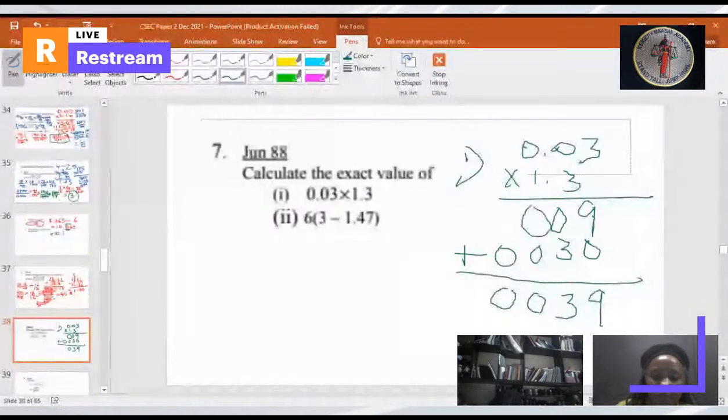So where do we put the decimal points? Where do we put the decimal? Oh, miss, you would put it in between the two zeros. Oh, in between the 2 zeros. Why?